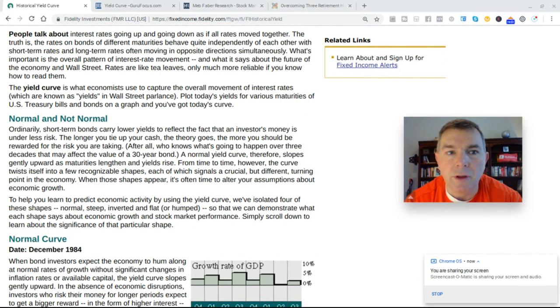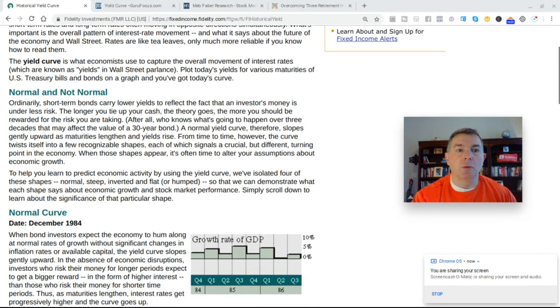The yield curve is what economists use to capture the overall movement of interest rates, which are known as yields in Wall Street parlance. Plot today's yields for various maturities of U.S. Treasury bills and bonds on a graph, and you'll get today's yield curve. All right. Ordinarily, we're going to start with this one.